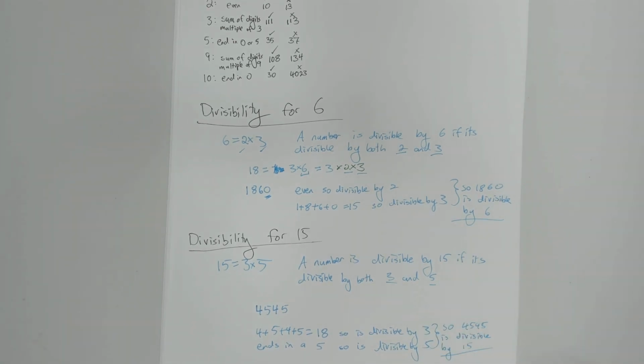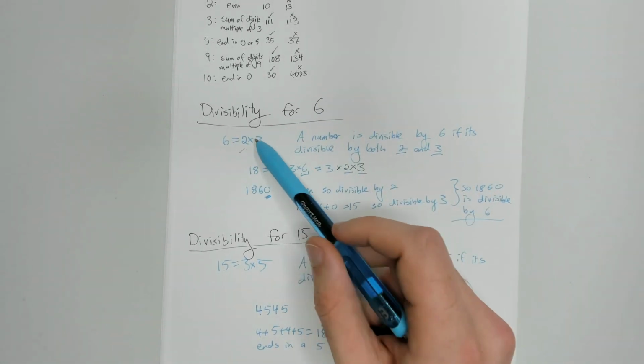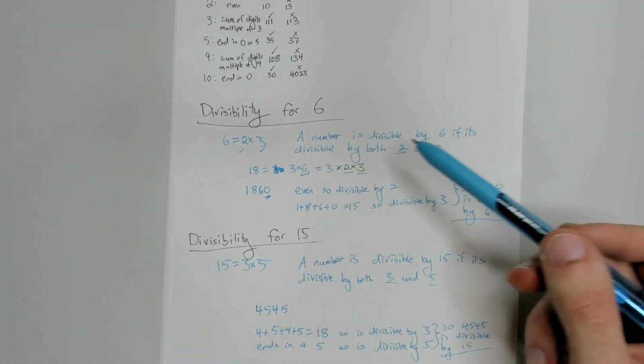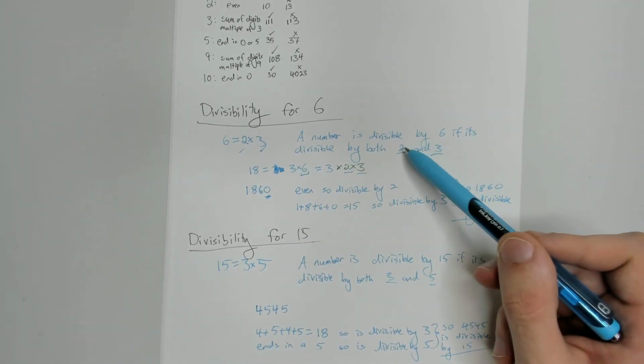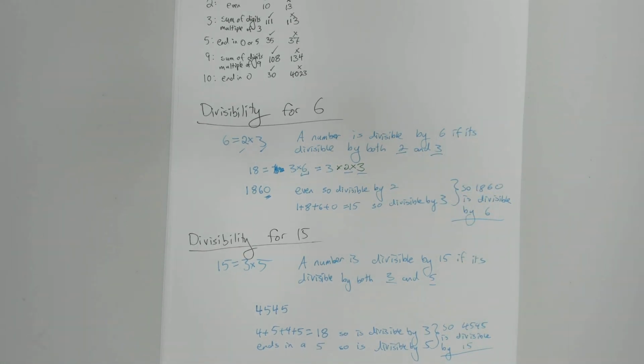So this isn't too bad, right? We're just using divisibility rules we already know. We're looking for divisibility of some number. We're splitting it up into two smaller numbers whose divisibility rules we already have, and then just testing to see if the number is divisible by those two pieces, which then makes it divisible by the greater part.